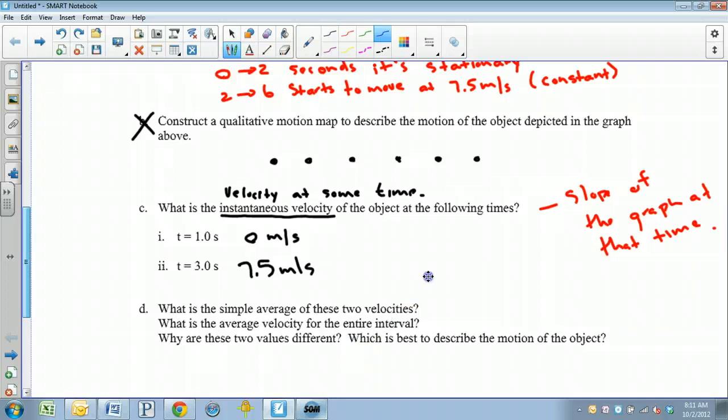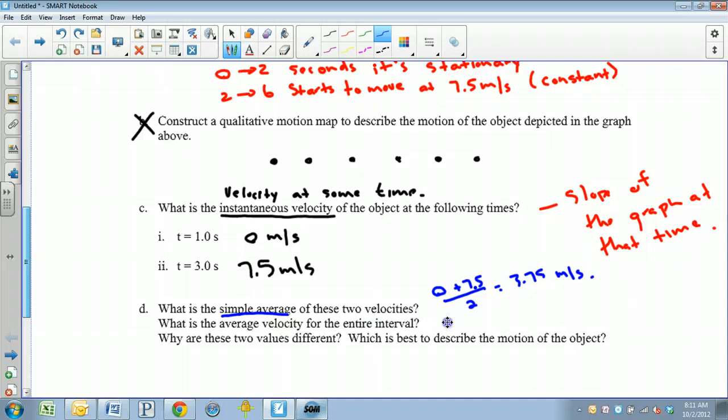The next part's asking about the simple average. Simple average is just taking the two numbers, adding them up, and dividing by 2. So we have 0 and 7.5. We add them together, divide by 2, and we get 3.75 meters per second.